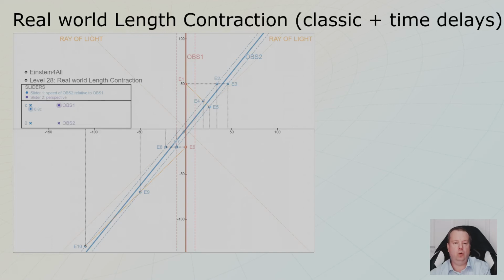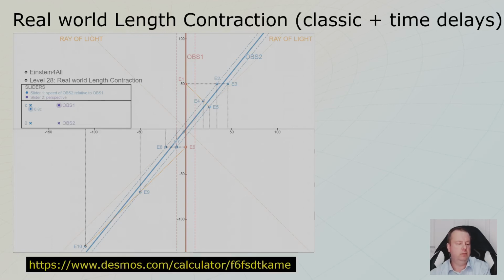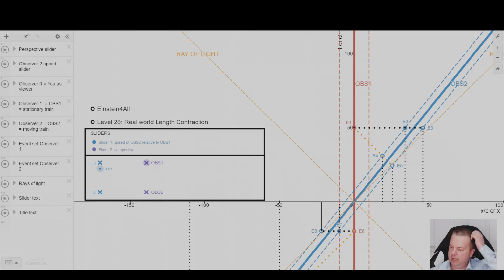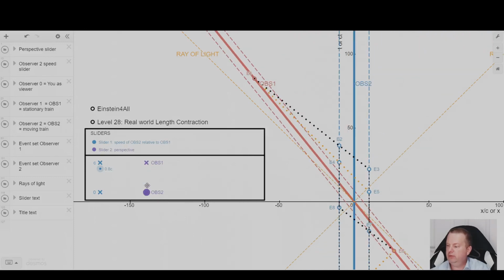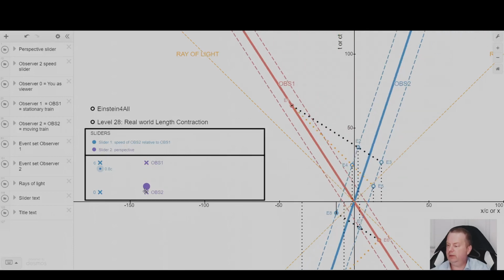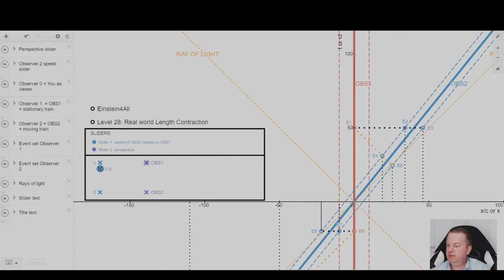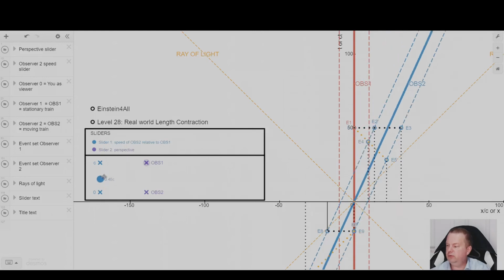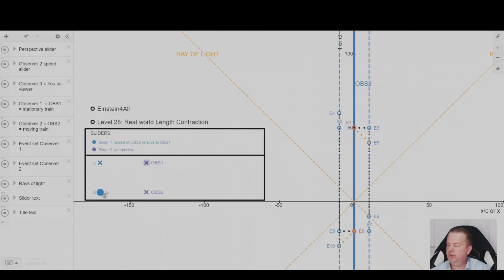And here it is, all in one single picture. We talked about this in the B level, but if you didn't see that one, you can go to this website. It looks like this. Here are all the events I talked about, and you can switch perspective and see what's going on and why contracted length and real-world contraction length are different. You can even change the speed with your mouse. If the trains are not moving, both of them, then everything comes together.